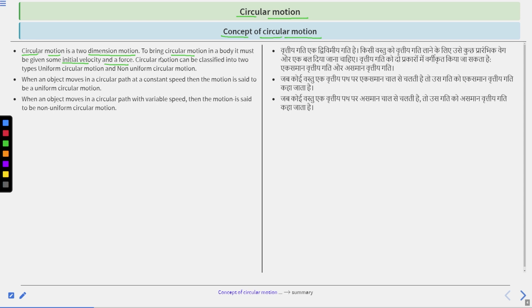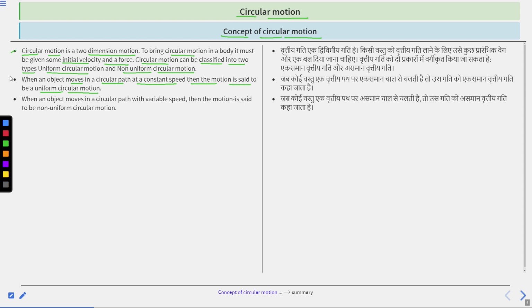Clear? So we can say for a circular motion there are some conditions. First is some initial velocity and some force should be applied. So circular motion can be classified into two types: uniform circular motion and non-uniform circular motion. Clear? When an object moves in a circular path at a constant speed, then the motion is said to be a uniform circular motion. Clear?